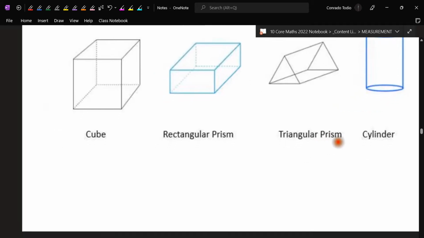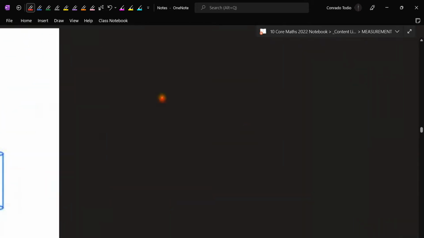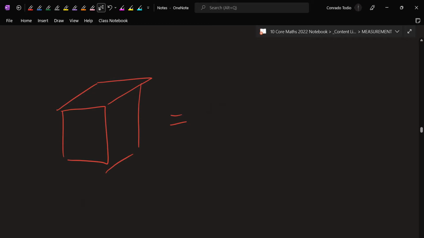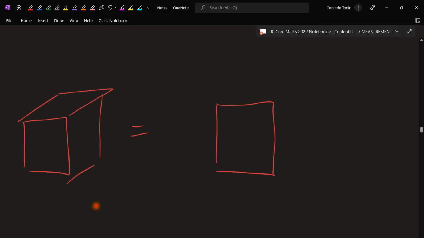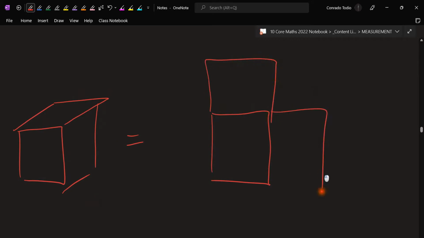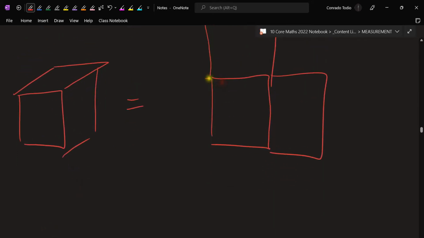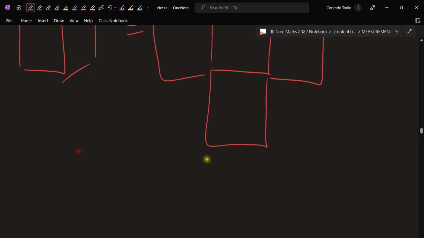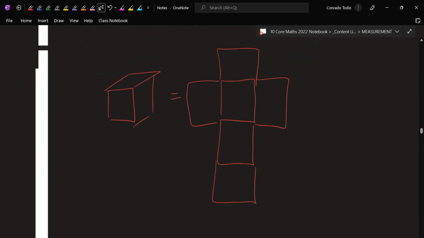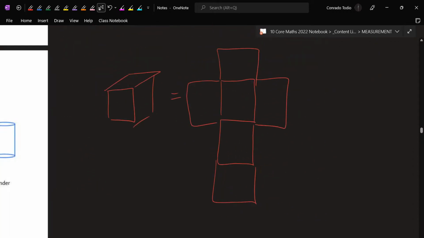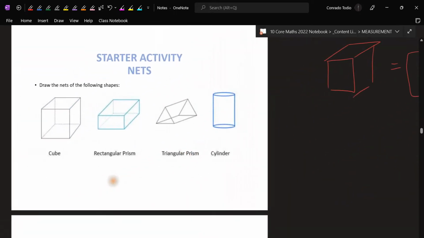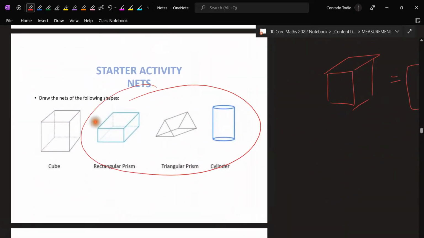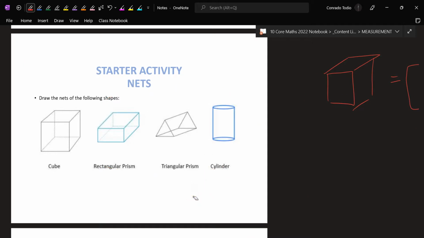So let's say, for example, for a cube, if I drew a cube right here, okay, there's my cube. The net version of it would be, we know that a cube has 6 faces. So technically, the cube will have 6 unfolded faces there. So 1, 2, 3, 4, 5, 6. See, if you unfold it, it should have those 6 faces. Okay. See if you can do any of the other 3. So just pick one and see if you can do it.